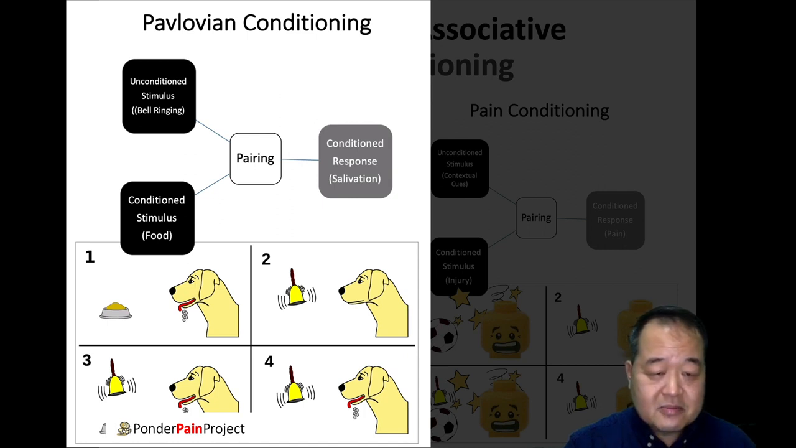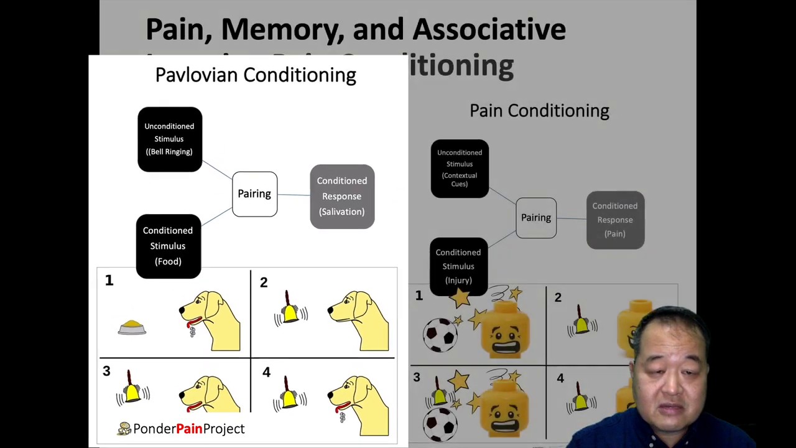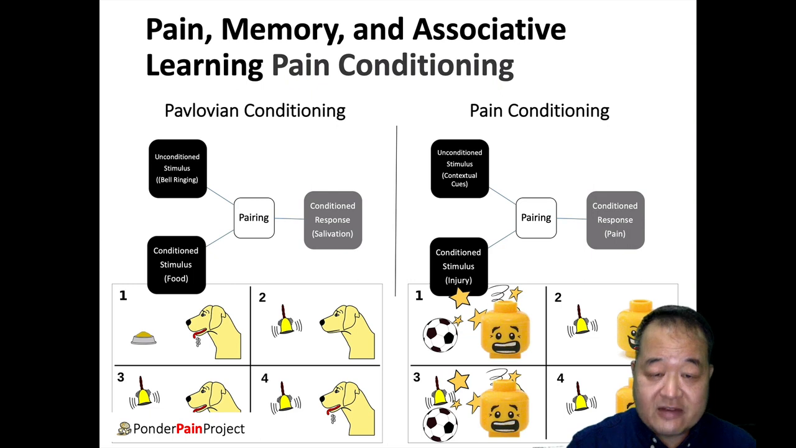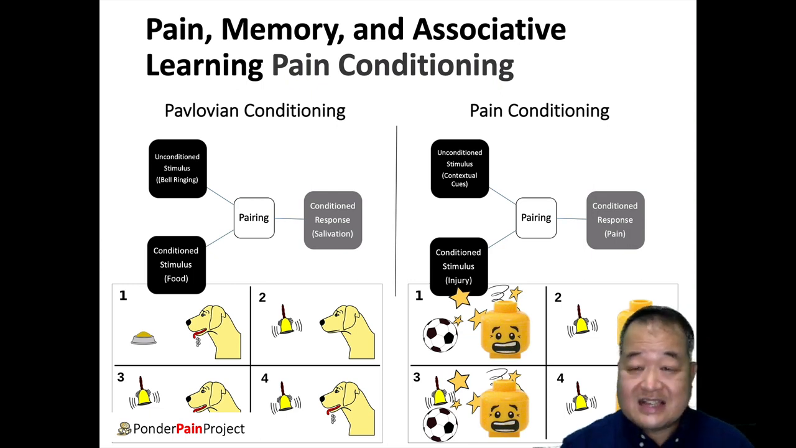So he rang a bell, and he gave the dog food at the same time. And after a while, they got paired together. And so what happened is pretty soon they can still get the same conditioned response, which in the dog's case was saliva, without food. So pretty soon the ringing of a bell can produce saliva. We're thinking that that same type of process occurs when someone has pain.